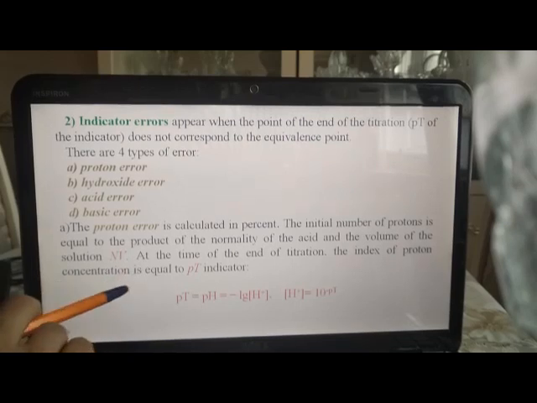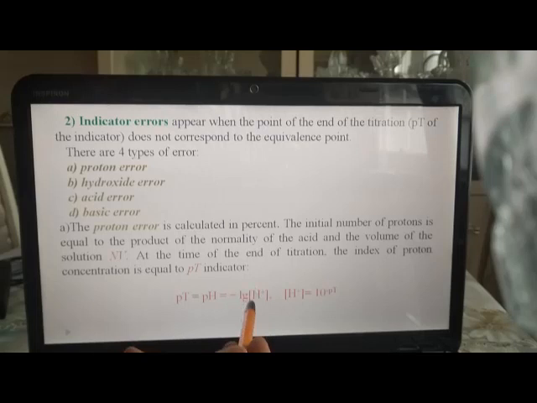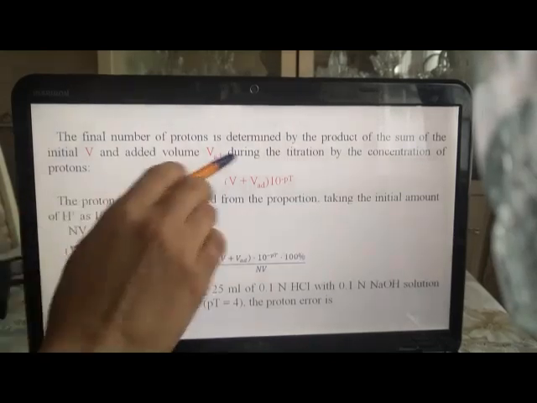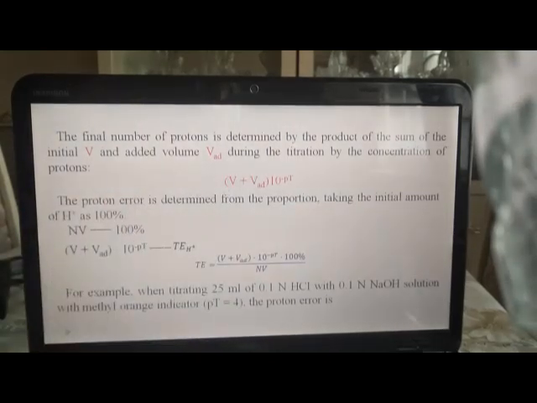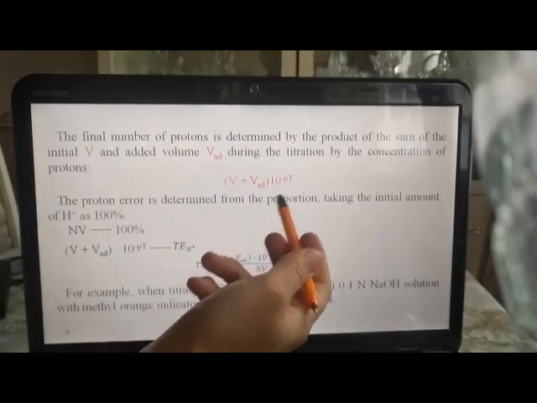At the end of titration, the index of proton concentration is equal to PT, the titration exponent of the indicator, and PT is equal to pH, the inverse logarithm of the concentration of hydrogen protons. The concentration of hydrogen protons is equal to 10 to the minus PT. The final number of protons is determined by the product of the sum of the initial volume and the added volume V added during the titration by the concentration of protons. We write it represented in this equation.